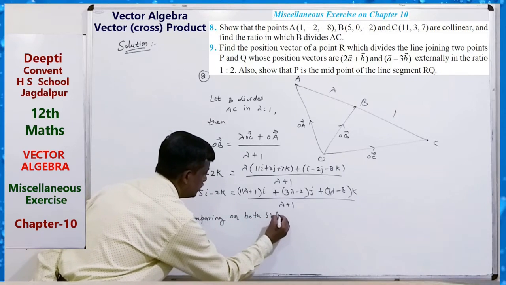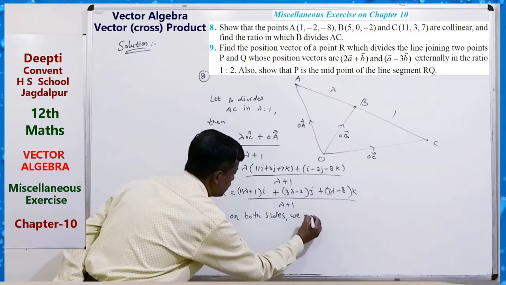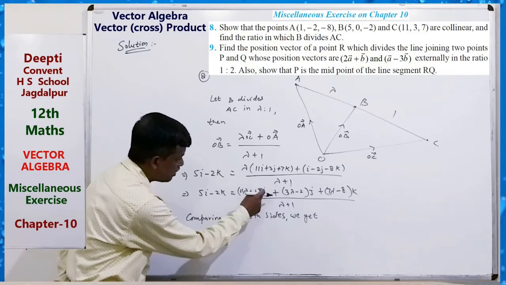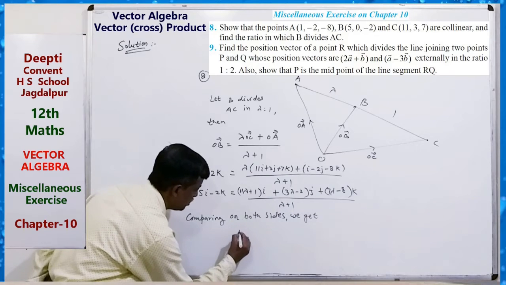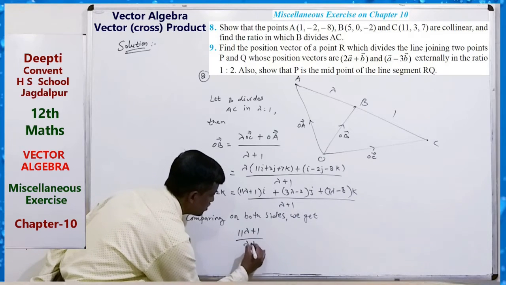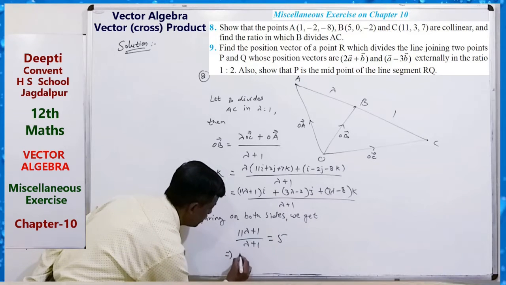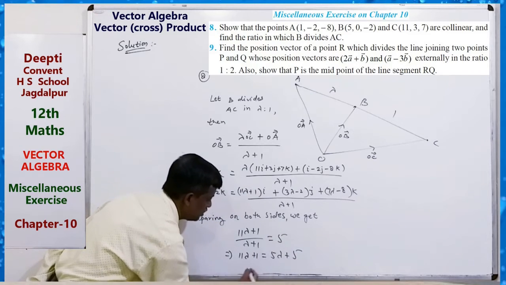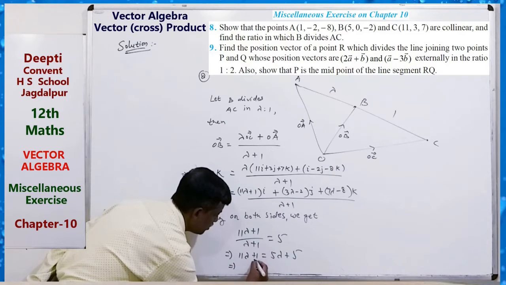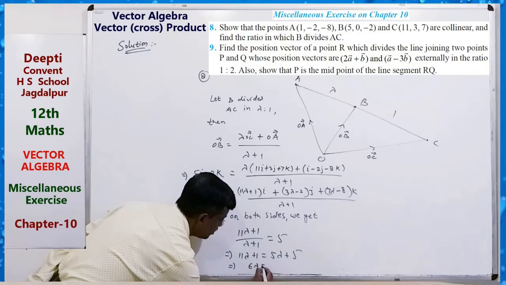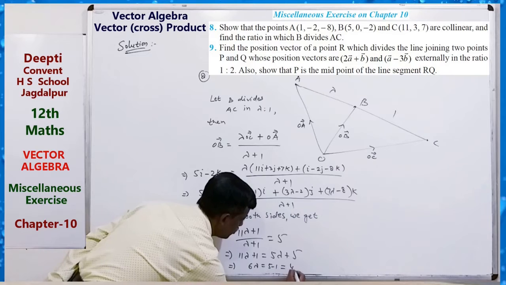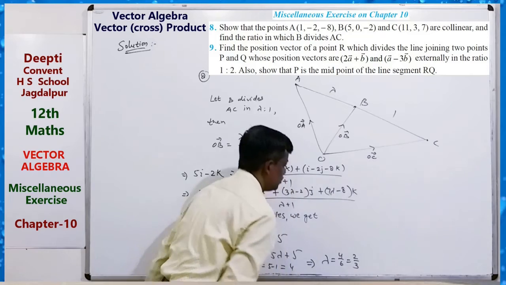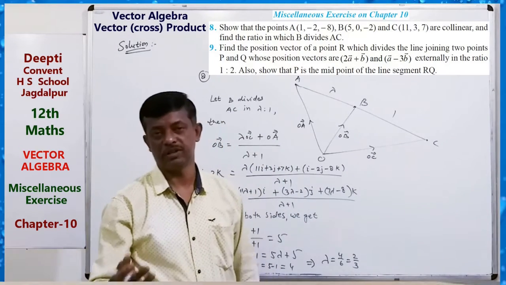Comparing on both sides, we get, comparing components. So here i into 5, the coefficient of i is (11 lambda plus 1) by (lambda plus 1) equals 5. Just solve it. 11 lambda plus 1 equals 5 lambda plus 5. Just multiply here. So 11 lambda minus 5 lambda means 6 lambda equals 5 minus 1 equals 4, which implies lambda equals 4 by 6, which is 2 by 3. So the ratio is 2 by 3.